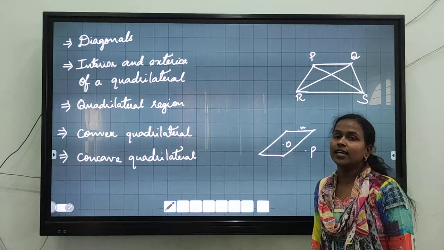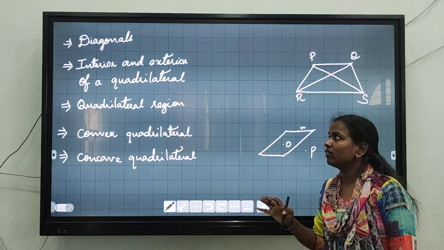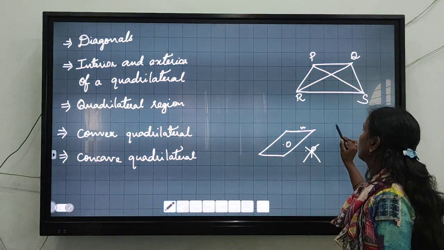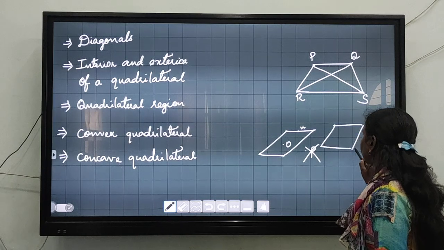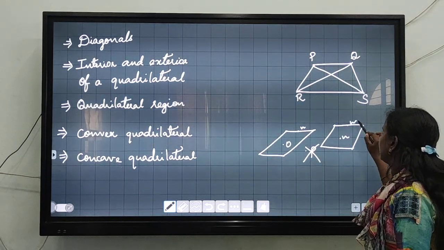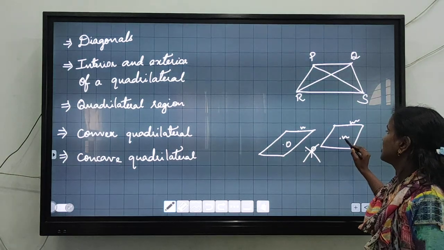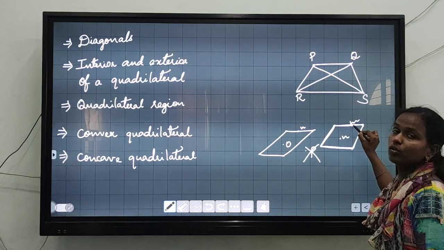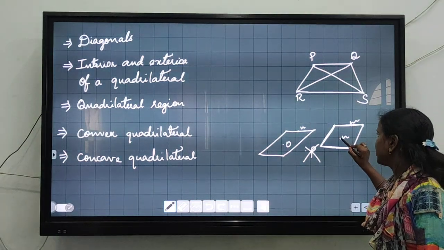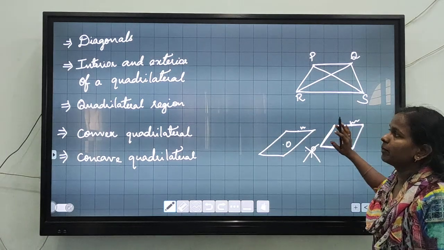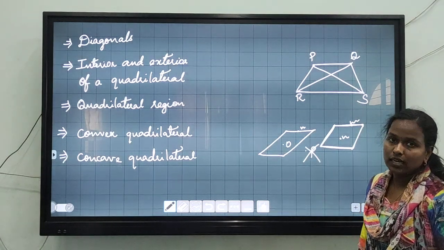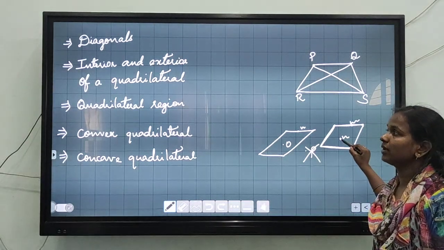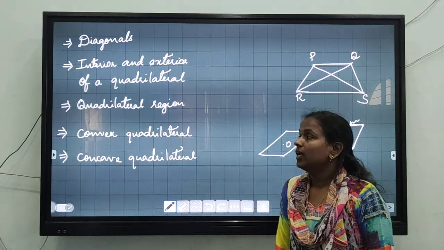Next one is quadrilateral region. A quadrilateral region does not have exterior points, only interior points. Any quadrilateral has an interior region, and the quadrilateral including its boundary. So the interior region together with the boundary is called the quadrilateral region.